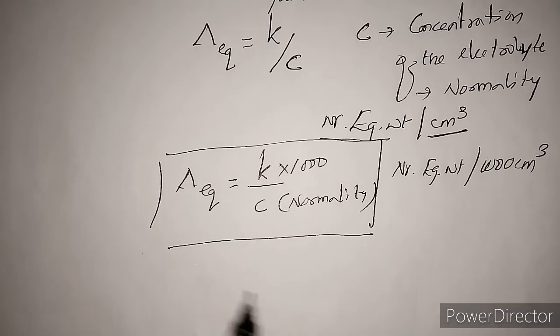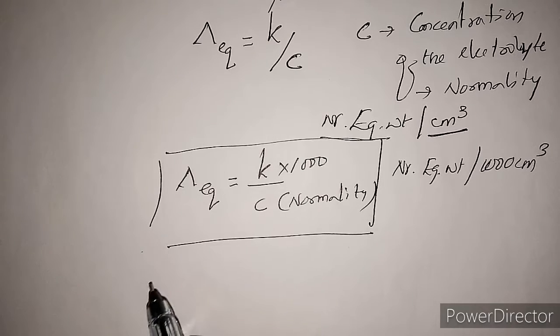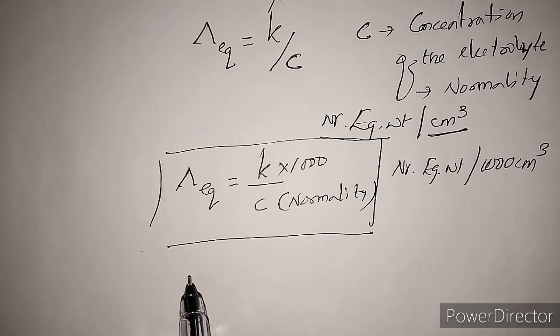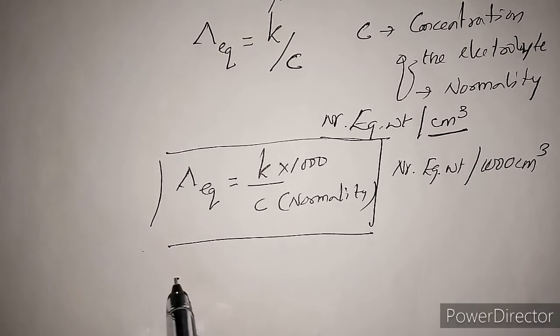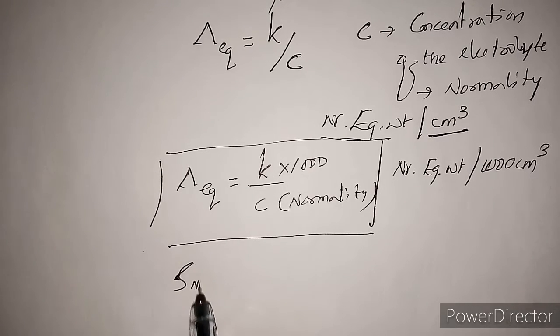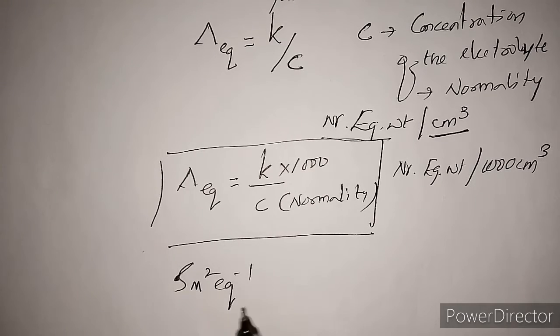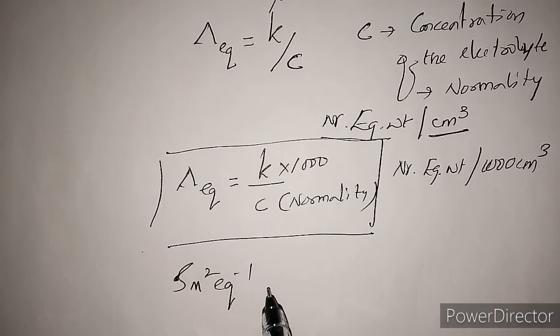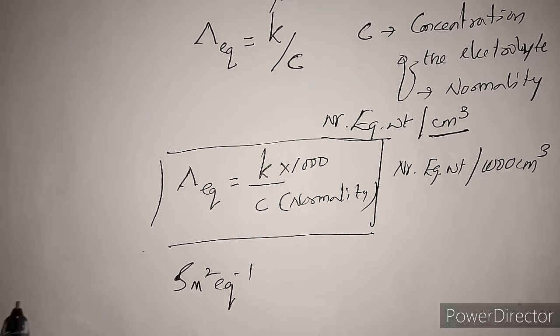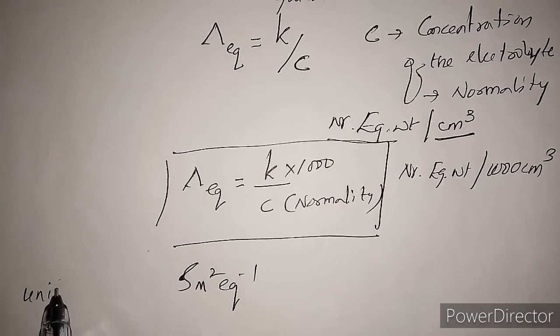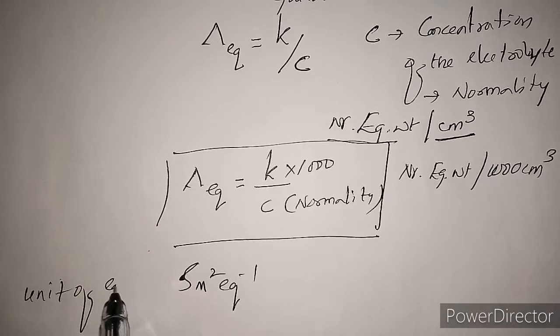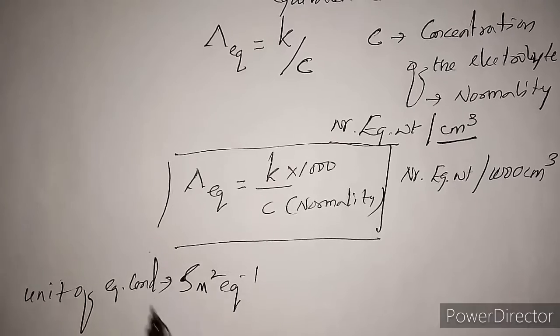So we call this an equivalent conductance. The unit is the same, but instead of mole we get equivalent, so Siemens meter square equivalent inverse. This is the SI unit of equivalent conductance.